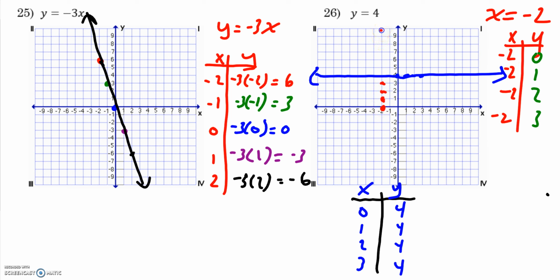So this time, if it was x equals a number, my graph would be perfectly vertical, going through the x value of -2, versus this one, it goes through the y value of 4. Which again makes sense, because this is where on the graph the y equals 4, and this is where on the graph that x equals -2.